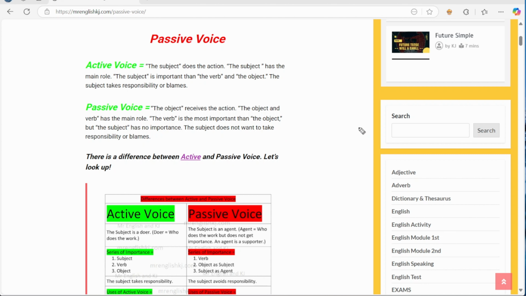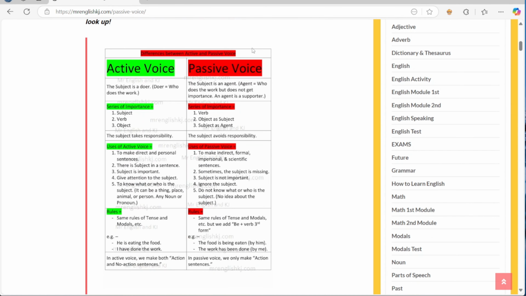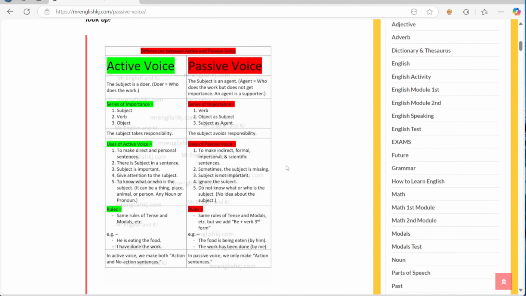Now what is a passive? In passive, we highly focus on object. Okay? Rather than subject, we highly focus on object. That is the only difference between active and passive. Major difference, I would say. Now if you see this one, difference between active and passive voice, it will tell you what are the major differences in active and passive voice.